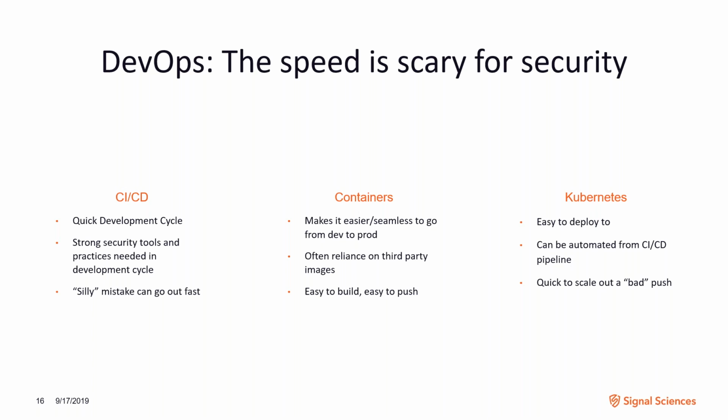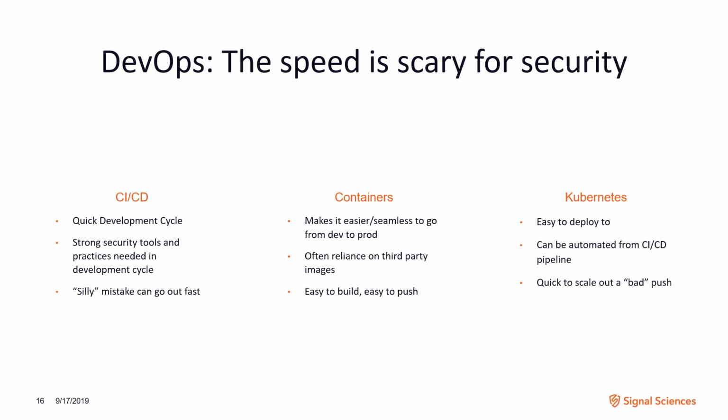And then what I like to call my silly mistake, and I have an example that I'll be showing after this, where if you do make a silly mistake, and often I've seen this actually happen in the wild, where it's a newer developer, might not be aware of some of these security implementations, and that can go out very quickly. This kind of brings us to the containers, which make it very easy to move through environments.